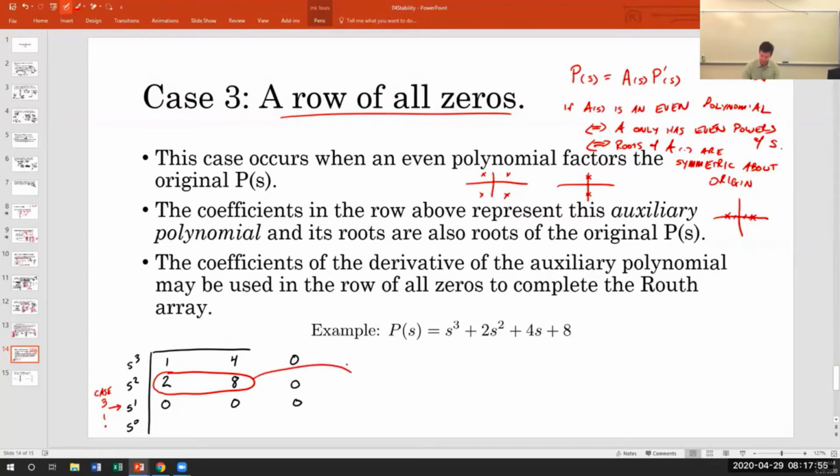So the key in this special case is when you get a row of all zeros, go to the row above, and those entries, those coefficients, form the auxiliary polynomial, where the highest order term corresponds to this power of s. And this is why we write the powers of s out on the left-hand side of the array. To make this concrete, the auxiliary polynomial in this example is 2s squared plus 8s to the 0. Again, it has to be an even polynomial, so I skip s to the 1, and we get 2 and 8 as our coefficients.